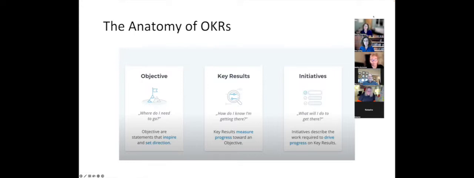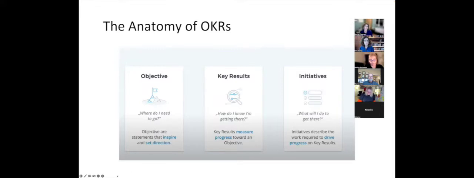And then finally, the initiatives. Initiatives aren't technically part of objectives and key results, but it's really important to remember that objectives and key results are not initiatives. The initiatives come afterwards. So what will I do to get there? How am I going to get to Ushuaia? Well, I need to raise the money firstly, and then I need to hire a ship, and I need to hire the crew, and I need to get all the food together, and I need to book in a port so that my ship can actually dock when we get there. So they are the initiatives that describe the work required to drive the progress to the key results.